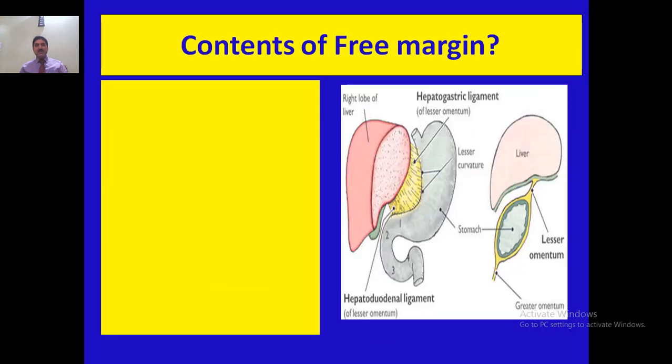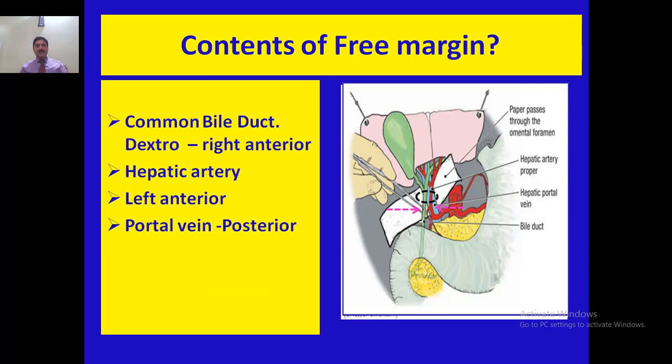What are the contents of the free margin of the lesser omentum? The contents of the free margin of the lesser omentum are the common bile duct, hepatic artery, and portal vein. You can remember the arrangement of these structures. D stands for dextro. The duct lies to the right and anterior. The hepatic artery lies anteriorly and to the left. And the portal vein, P stands for posterior, lies posteriorly.